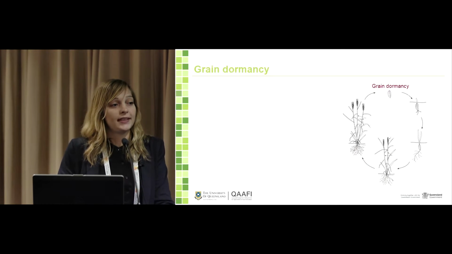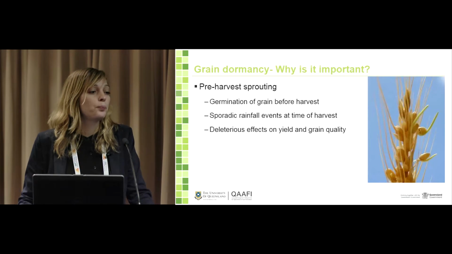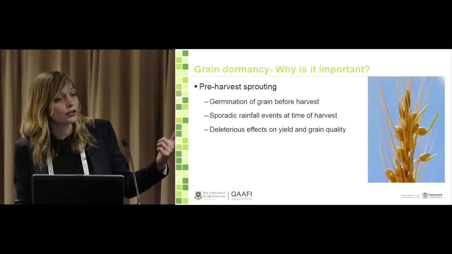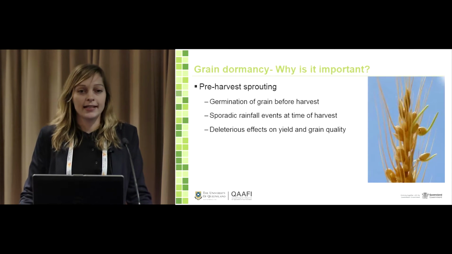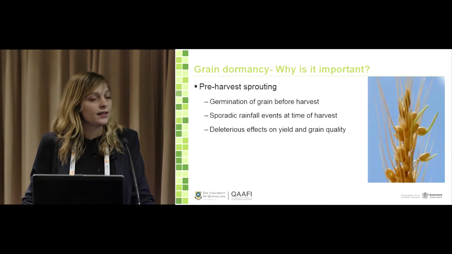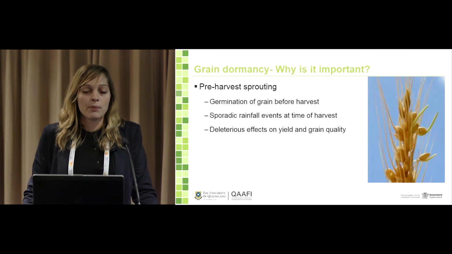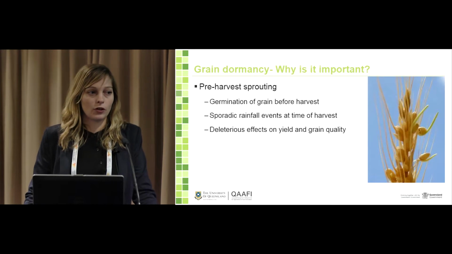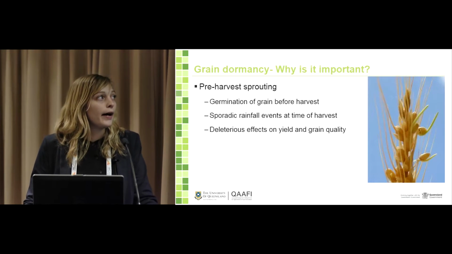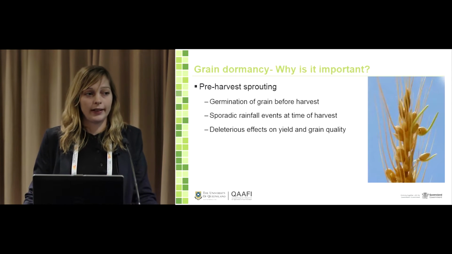First, grain dormancy. Why is grain dormancy important, and what is it? Pre-harvest sprouting is when the seeds, as you can see on the picture, start to germinate while still inside the head. It happens in many parts of the world, but especially in northern New South Wales and in Queensland, because the harvest period coincides with the summer rainfall. It can have very bad effects on yield and quality.